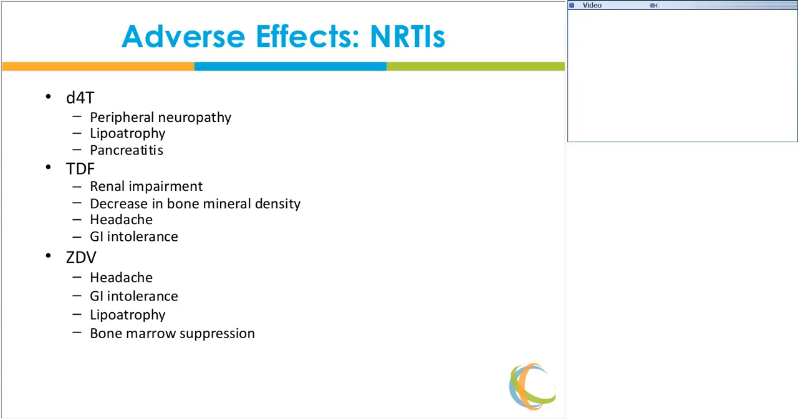Zidovudine, or AZT, can cause headaches, GI intolerance, lipoatrophy, and bone marrow suppression. This is an important side effect to be aware of, especially in patients who may be on concurrent therapy that can cause bone marrow suppression.